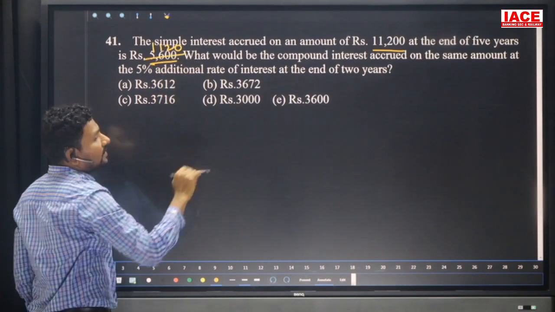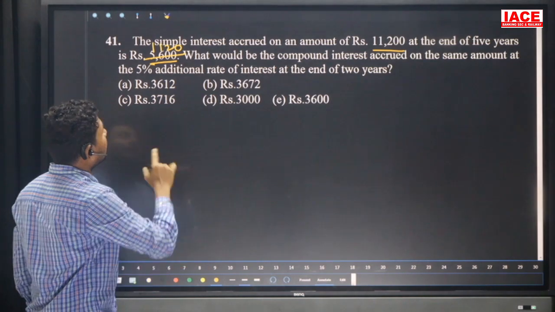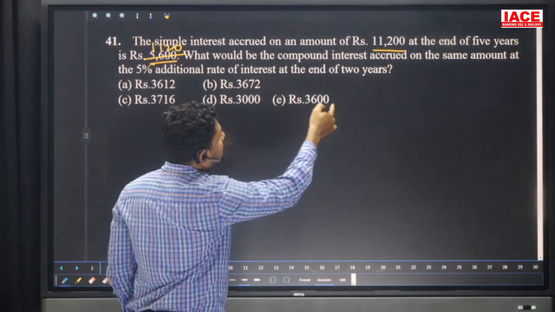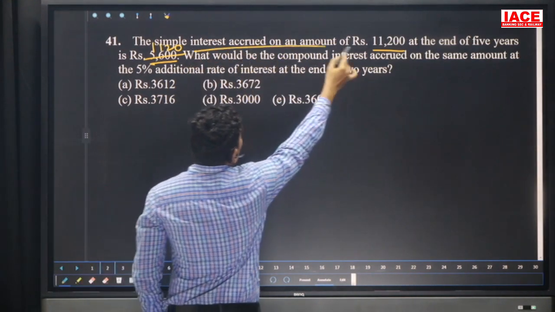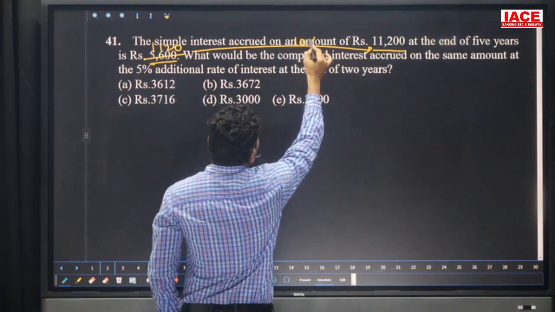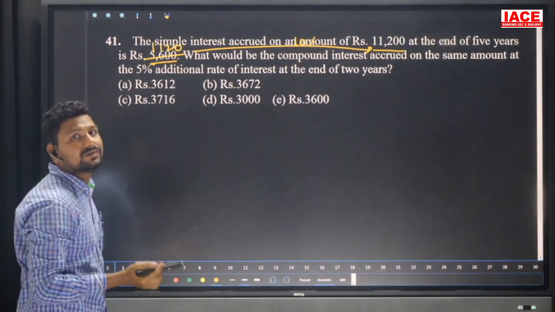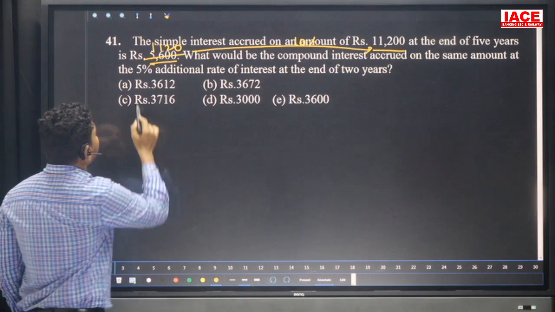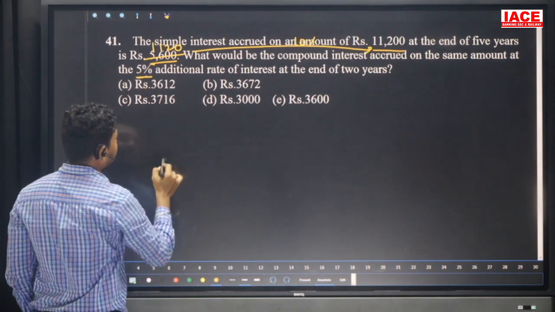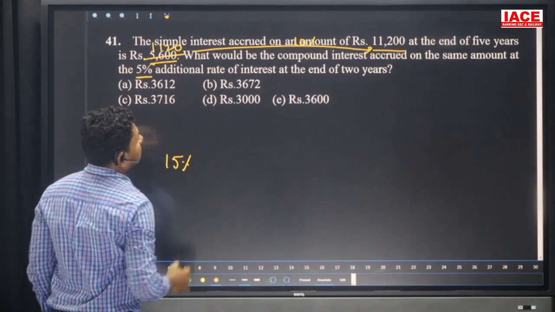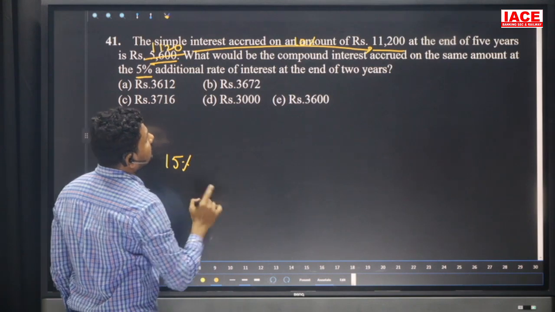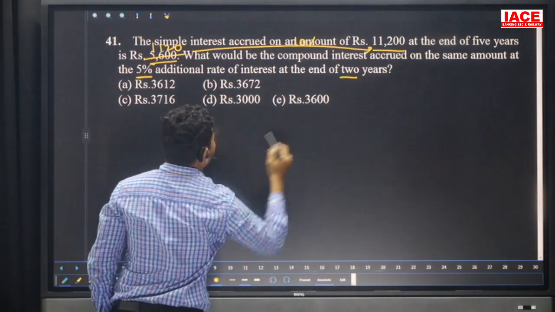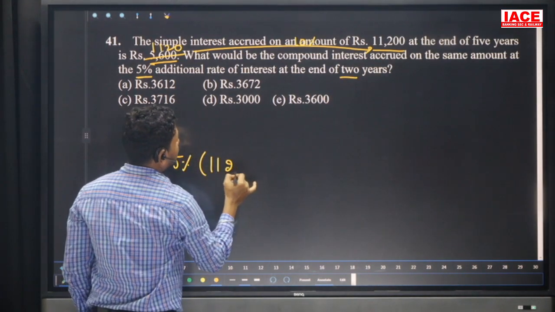That means one year's value is 1,120. 1,120 is 10 percent of 11,200. So in the simple interest we are imposing a 10 percent rate of interest. Now an extra 5 percent means we are imposing a 15 percent rate of interest. At 15 percent rate of interest, for how many years? 2 years on the 11,200.